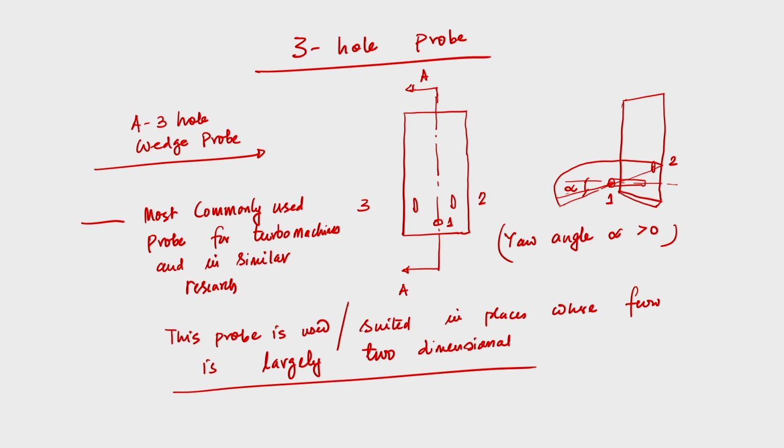We will see that in most cases the flow field is 3-dimensional, largely chaotic. In those places this 3-hole probe is not suitable, because one important flow parameter, the pitch angle, cannot be measured using this probe. From the schematic we can see the yaw angle can be greater than 0, but using this probe we cannot determine the pitch characteristics of the flow.